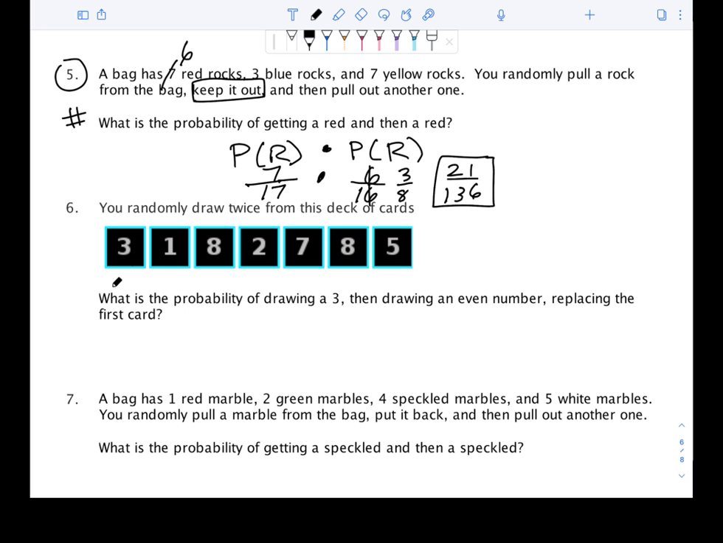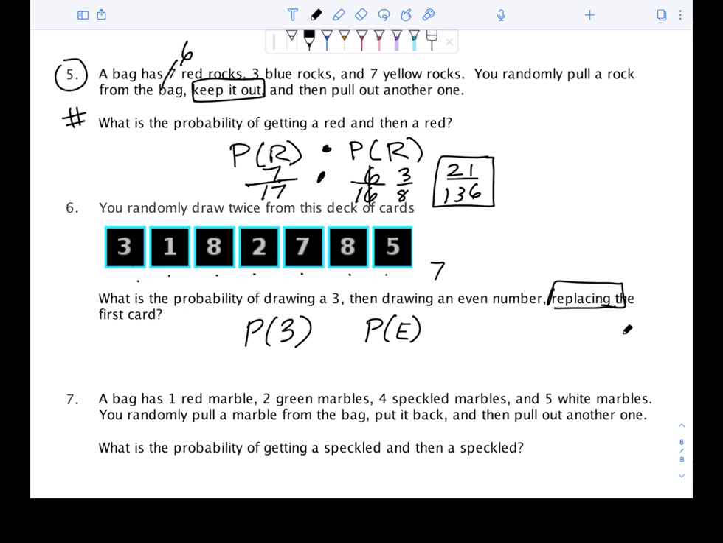So in this case, I've got cards. I'm pulling them out. I've got 1, 2, 3, 4, 5, 6, 7 cards. So 7 cards. Okay, that's kind of important. So what is the probability of drawing a 3? I'm glad I did this one. And then drawing an even number. So that kind of is a new scenario as well. Replacing the first card. So we do have replacement.